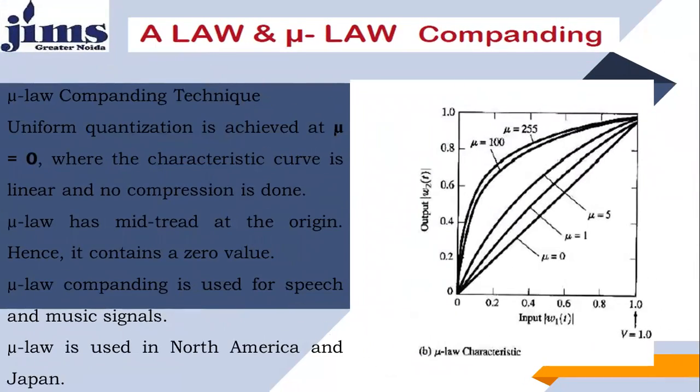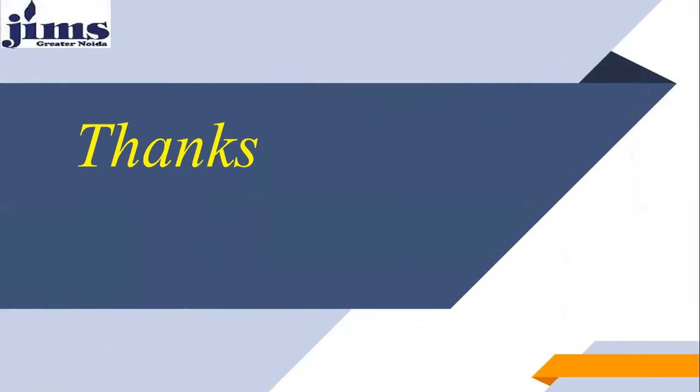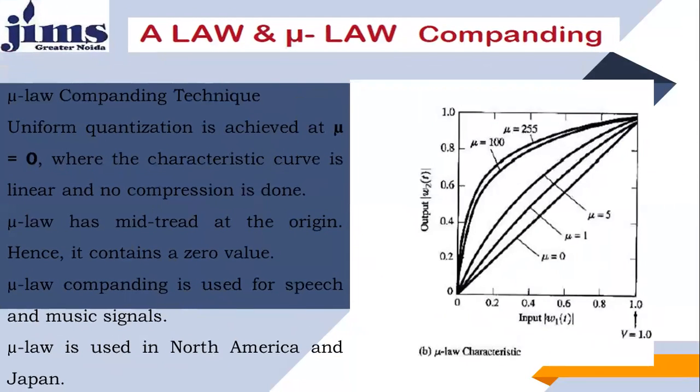Now another technique is mu-law companding. In this particular picture, uniform quantization is achieved at mu equal to 0, right? At mu equal to 0, again we have a straight line, and this is the form of uniform quantization. And the other curves show non-uniform quantization, right? So mu-law has a mid-tread at the origin, hence it contains a zero value.